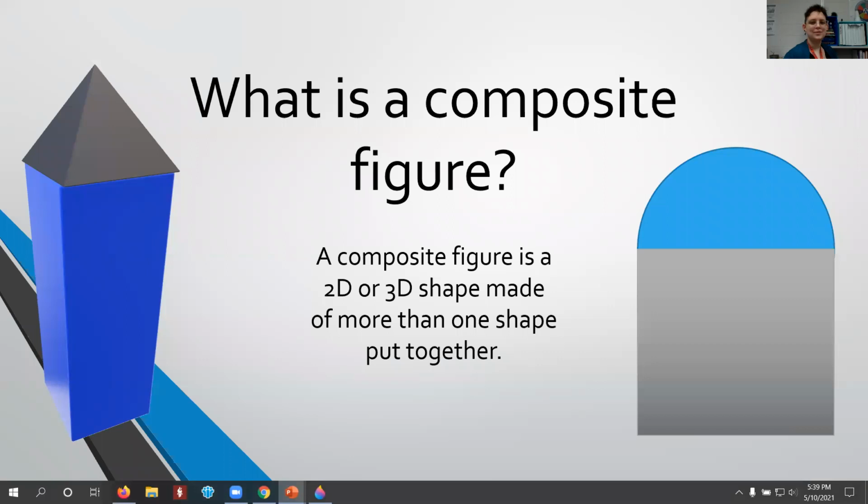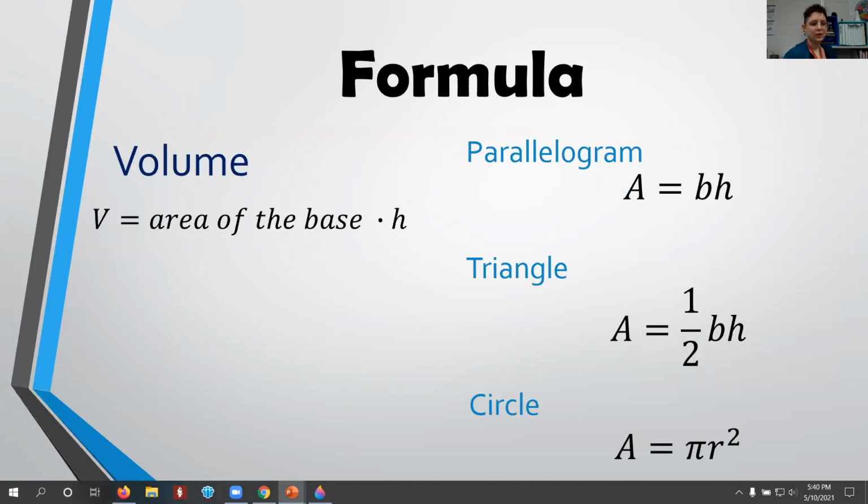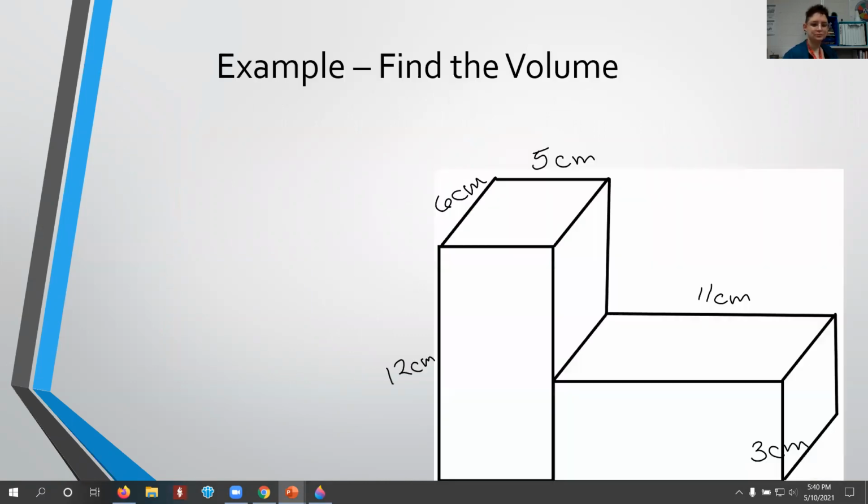So real quick, a composite figure is a 2D or 3D shape made of more than one shape put together. We can see in our example, we have a rectangular prism with a square pyramid on top. A quick review of our formulas. If you need to pause the video so that you can jot these down, please go ahead and do so. But I'm going to move into our examples.